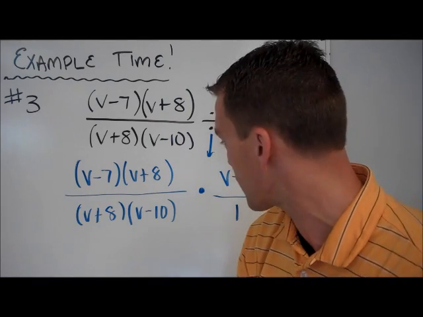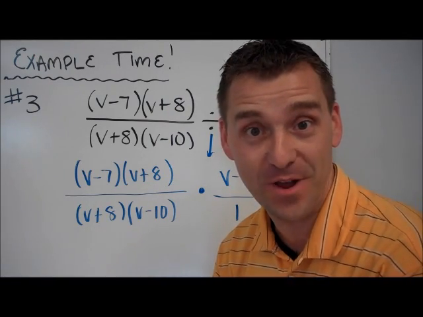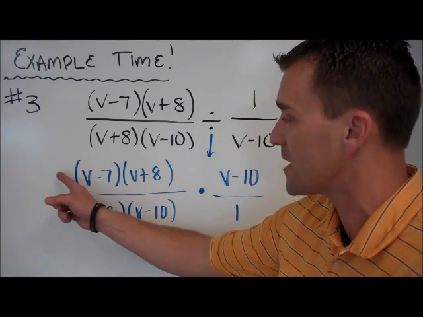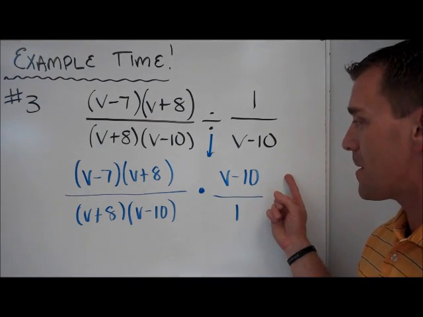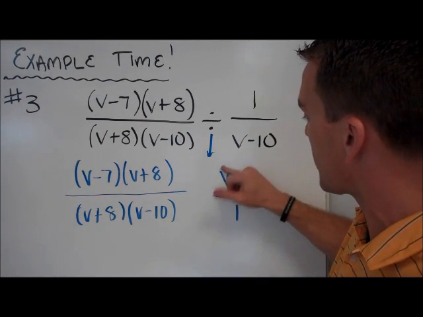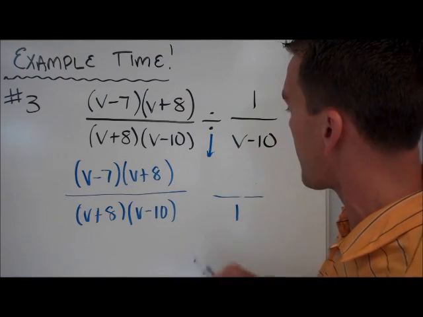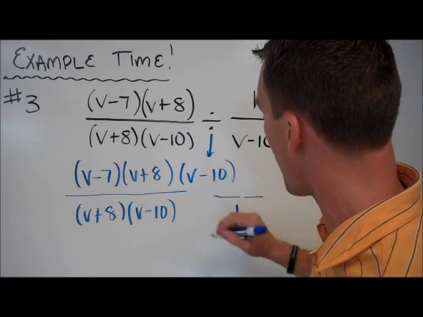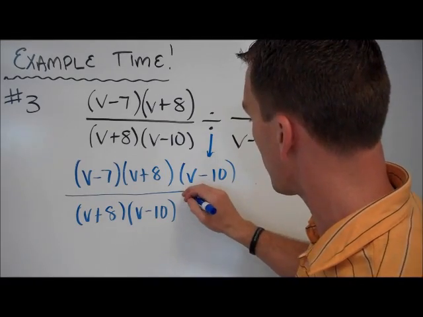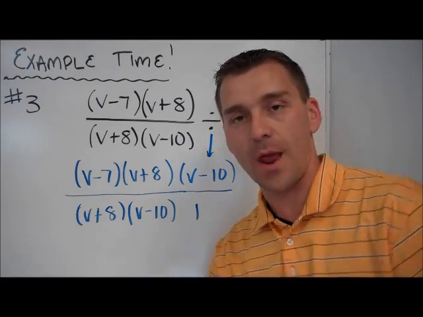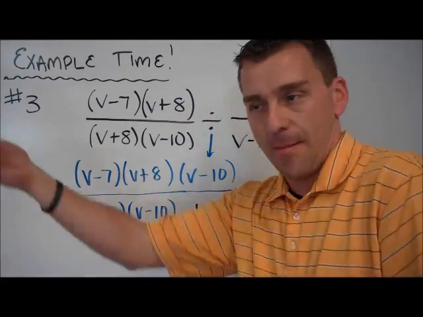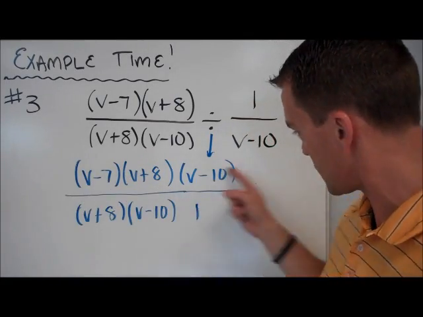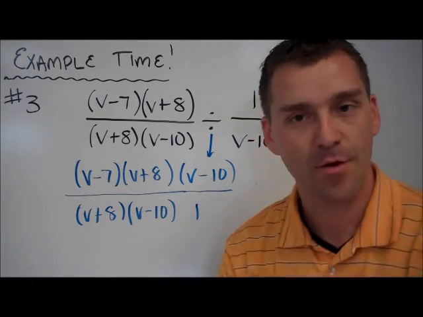I told you step number 4 is the easiest one that you have to do, because all you're really doing is multiplying across the numerators. So basically, here's what I get. When I multiply that, I'll get V minus 10 on the top, and then I'll get a 1 on the bottom. So I multiply across the top, and I multiply across the bottom, and there's what I get.